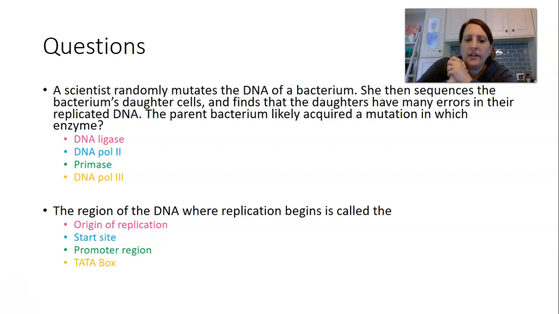So hopefully you answered DNA polymerase 2. All of the DNA polymerases are involved in proofreading. DNA polymerase 1 and 2 really have that function, whereas DNA polymerase 3 is the one that lays down new bases. Okay, next question. The region of DNA where replication begins is called the origin of replication, the start site, the promoter region, or the TATA box?